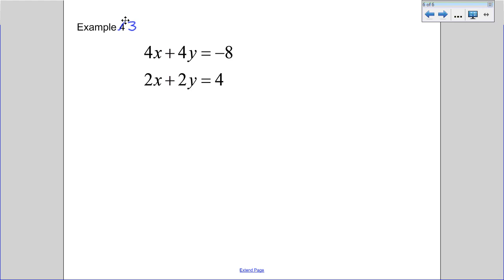We have 4x plus 4y equals negative 8, and 2x plus 2y equals 4. So I'm going to start the way I did before. Do I have any opposites? No. So I need to make opposites. Can I make 2 into a 4?